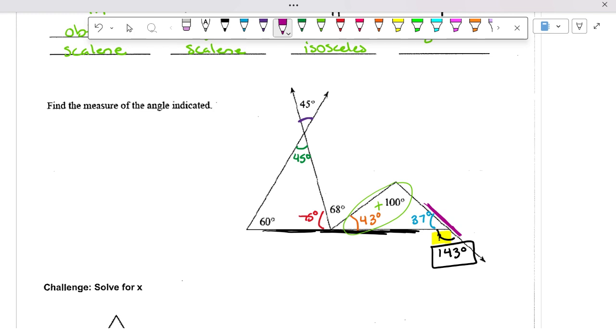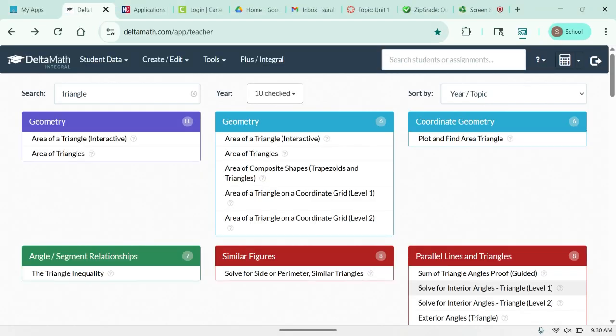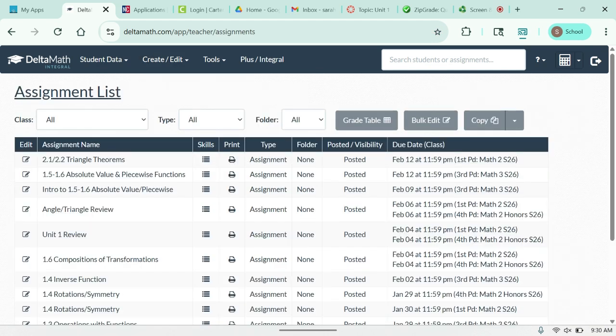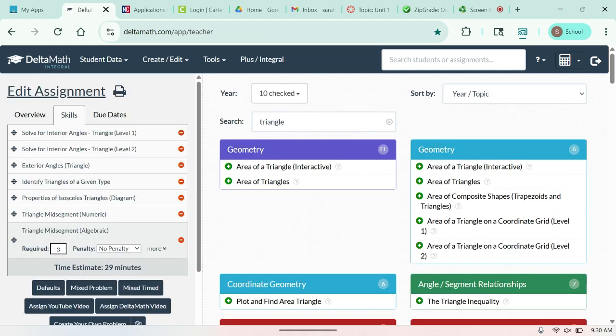All right. So we're gonna call it for today. Now, here's what's gonna happen. There is a new Delta Math for you guys. It's 2.1 and 2.2, but listen, you can't do all of it just yet. You can do everything up to identify triangles. Anything below identify triangles, you can't do yet. If you can get through the first 1, 2, 3, 4 sections, you're pretty good.